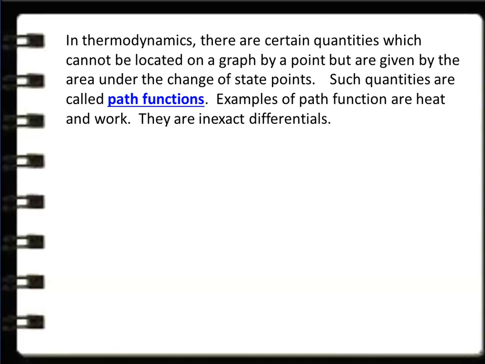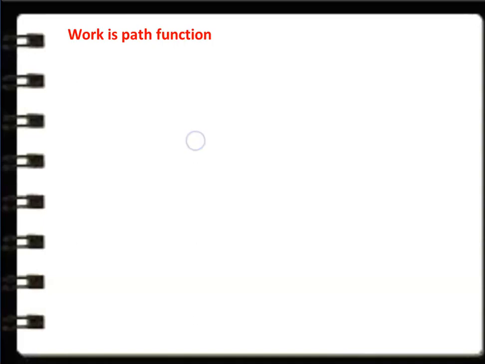Point functions are properties of the system. Path functions are not properties of the system. Point function depends on the end point. Path function depends on the path followed by the system. So these are some of the differences between path and point functions.